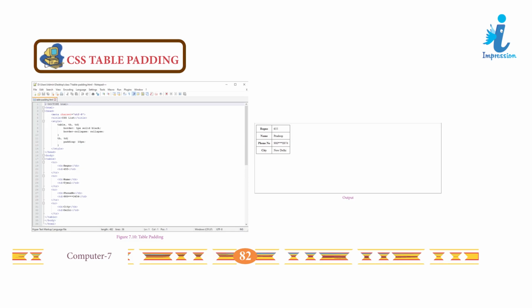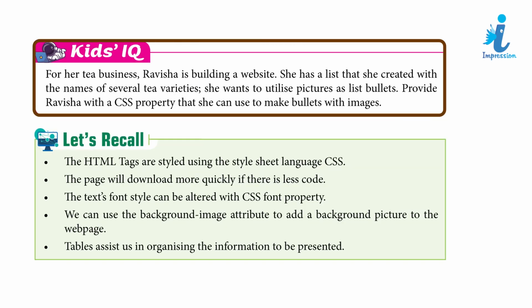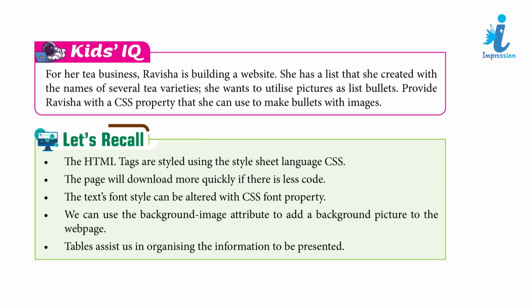CSS table padding. Kids IQ. For her tea business, Ravisha is building a website. She has a list that she created with the names of several tea varieties. She wants to utilize pictures as bullets, as shown below. Provide Ravisha with a CSS property that she can use to make bullets with images.